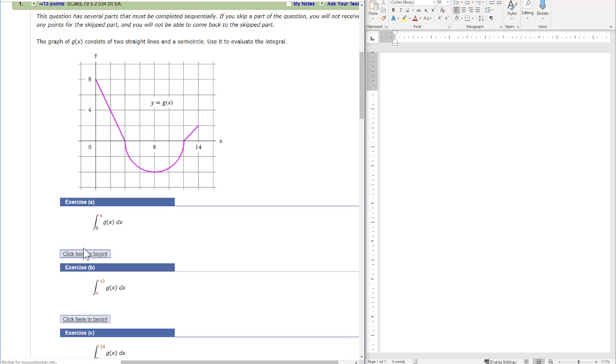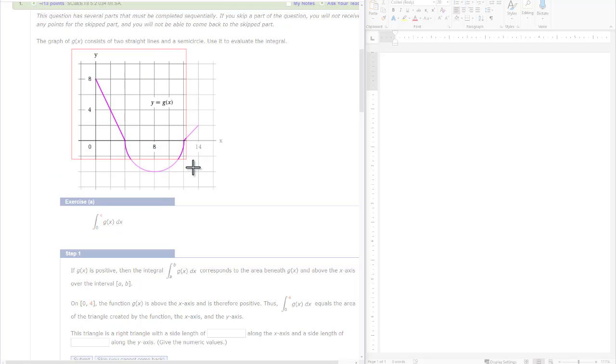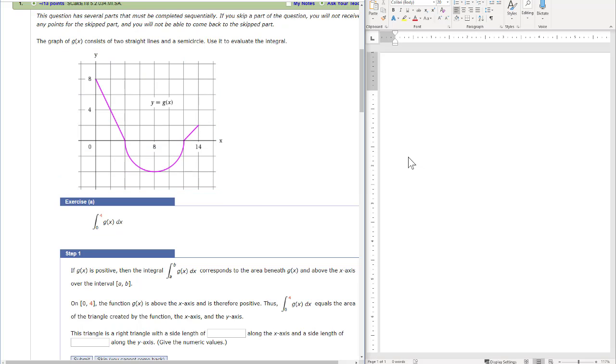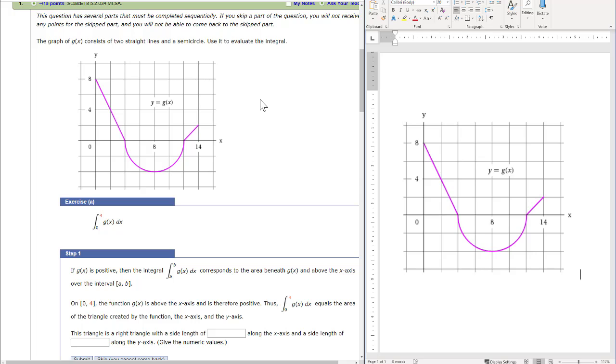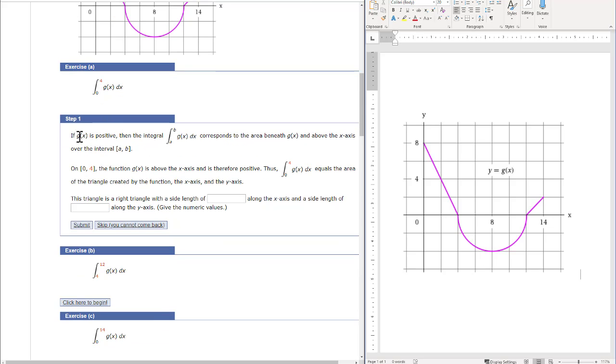So let's go ahead and take a picture of this so that we can refer to this graph as we move along. All right, so the integral of the graph from 0 to 4 is our first task.